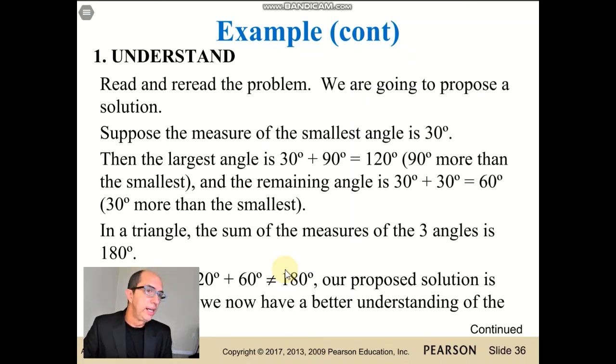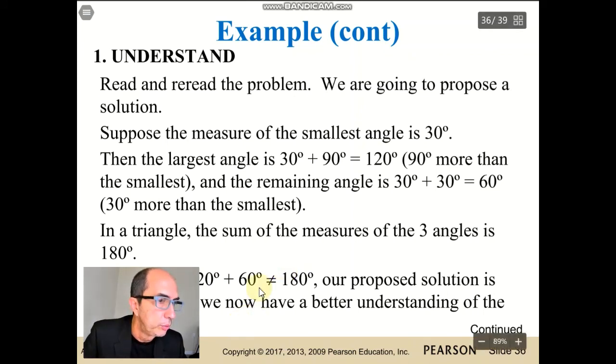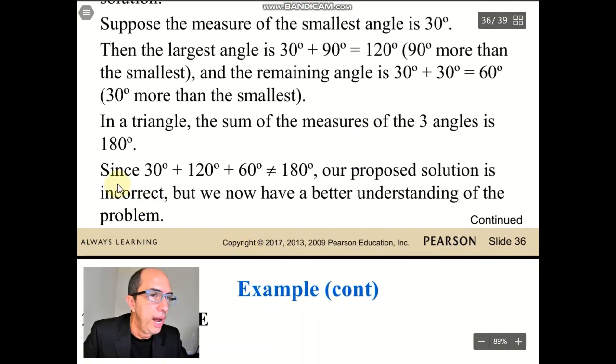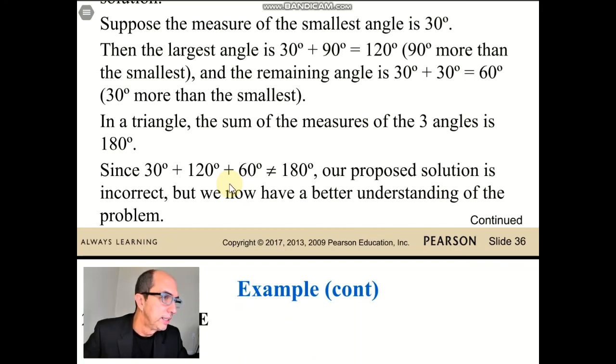But you know that in a triangle, the sum of the measures of the three angles is going to be equal to 180 degrees, right? But if you add up the angles that you just guessed, you're not going to have 180 degrees. That means the solution is incorrect, but at least we got an understanding of the problem.